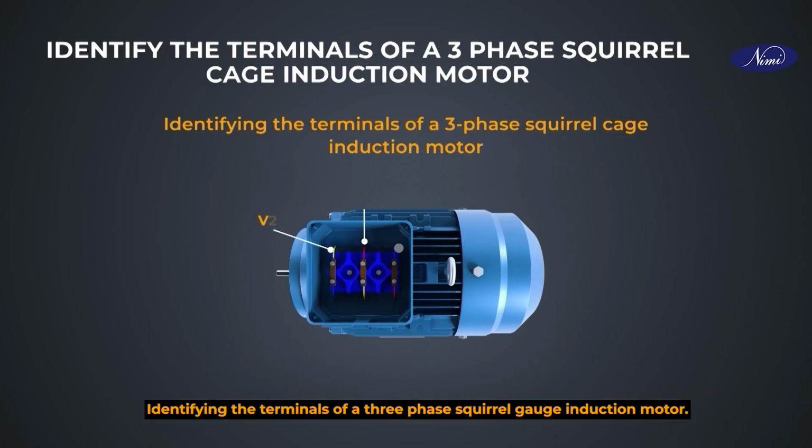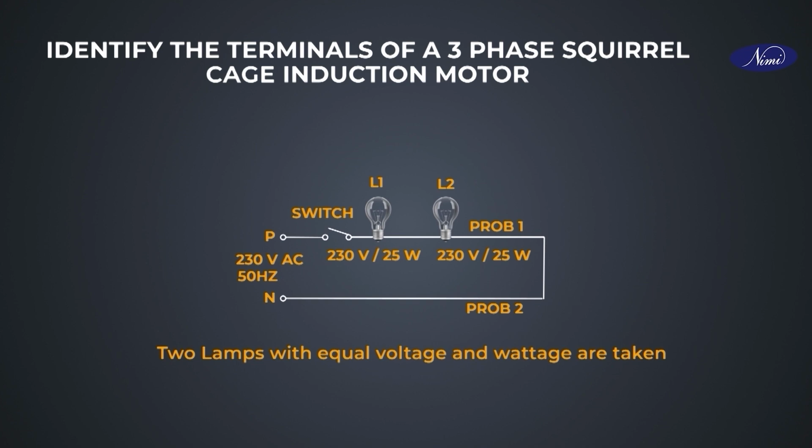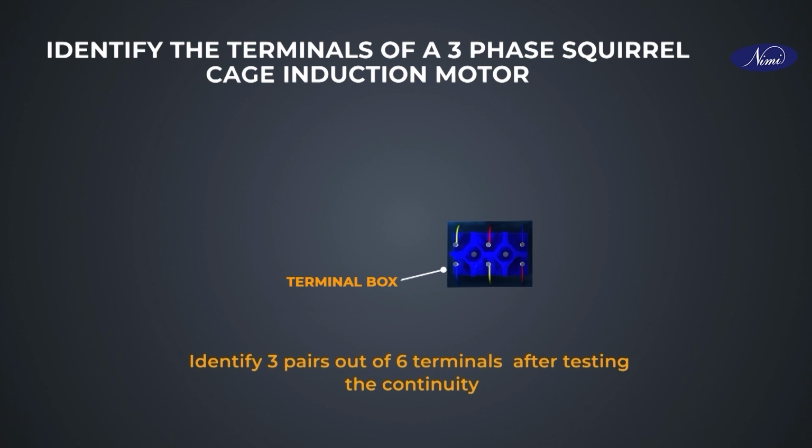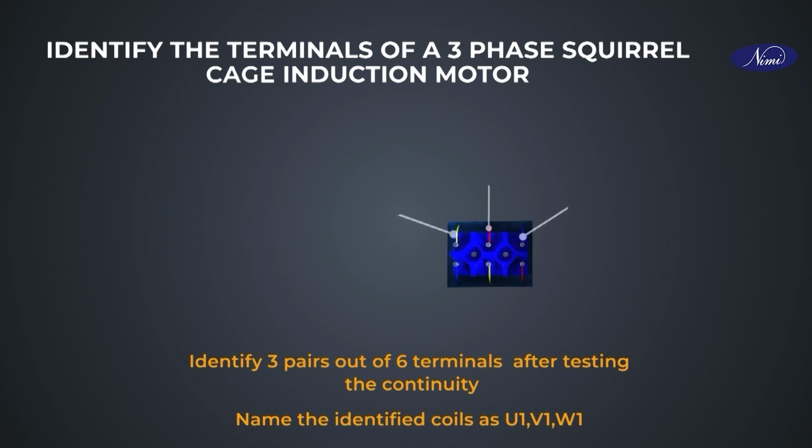Identifying the terminals of a 3-phase squirrel cage induction motor. 2 lamps with equal voltage and wattage are taken. Identifying 3 pairs out of 6 terminals. After testing the continuity, name the identified coils as U1, V1 and W1.